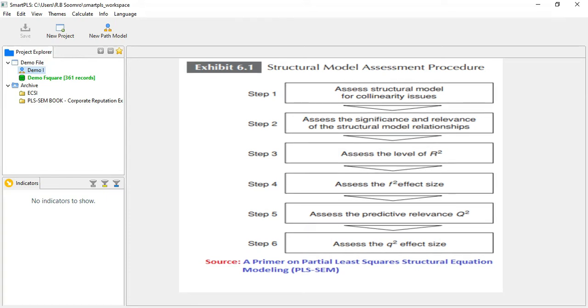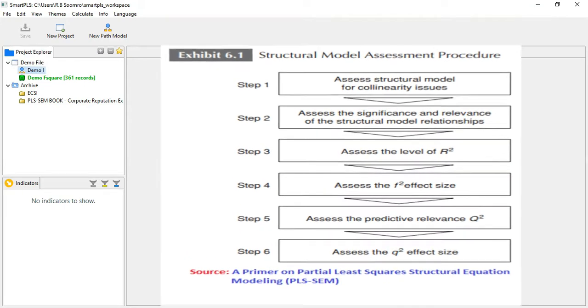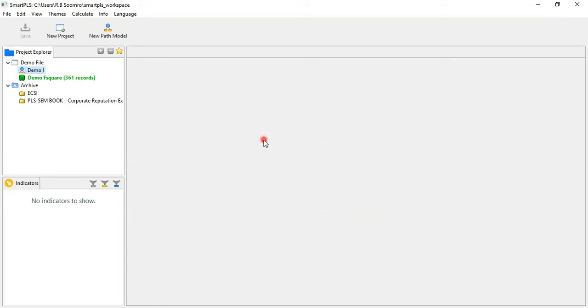And the remaining three parts: step number 4, assess the F square effect size; step 5, assess the predictive relevance of the Q square; and last, step number 6, assess the Q square effect size. So these three steps I'm going to discuss in this video, part number 2.